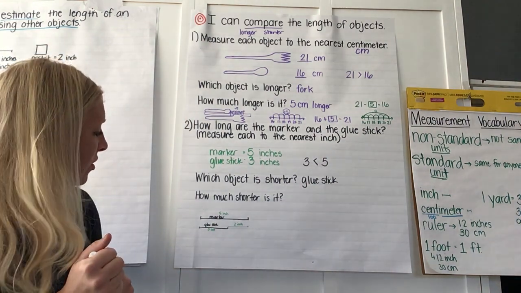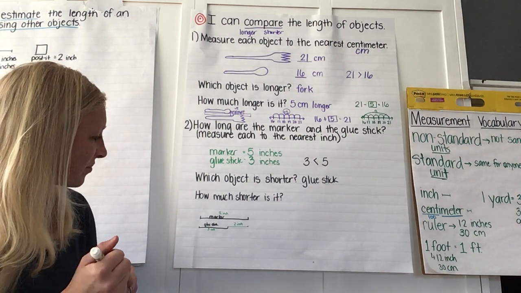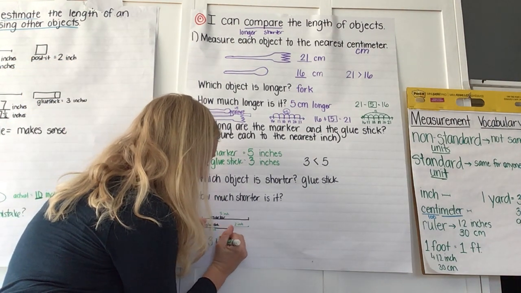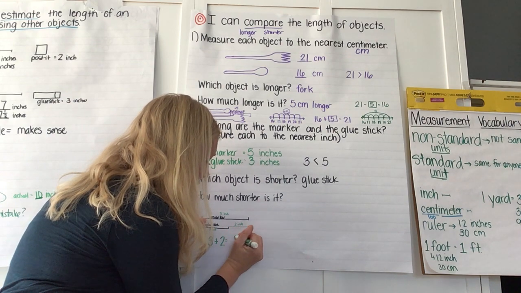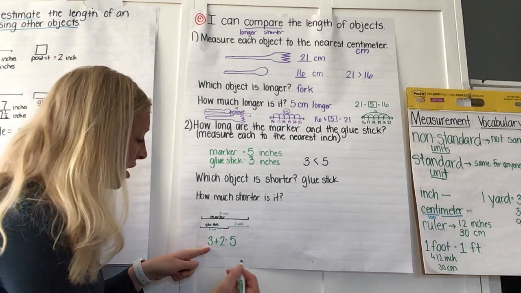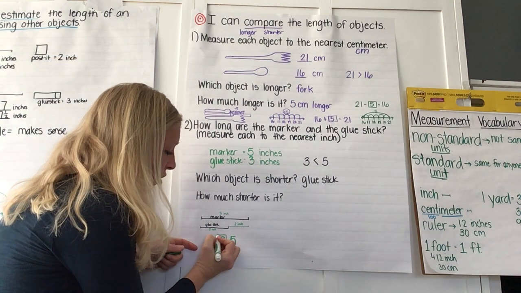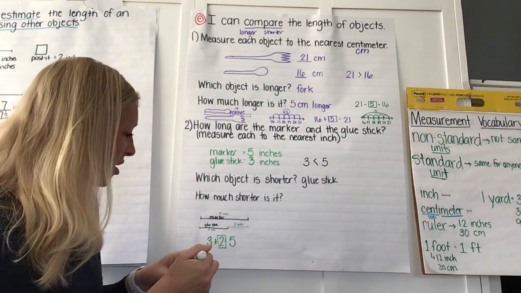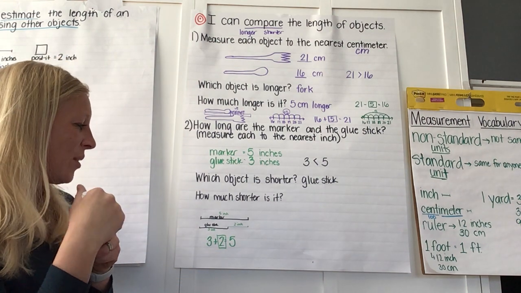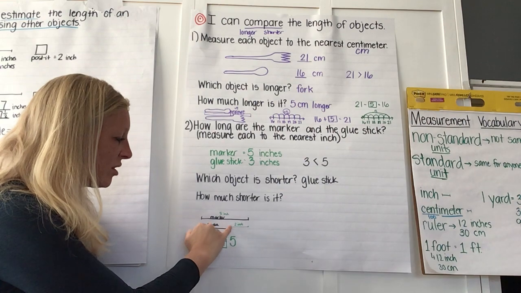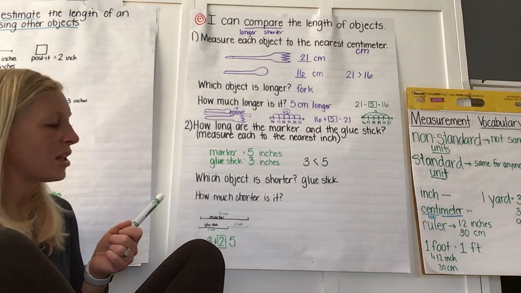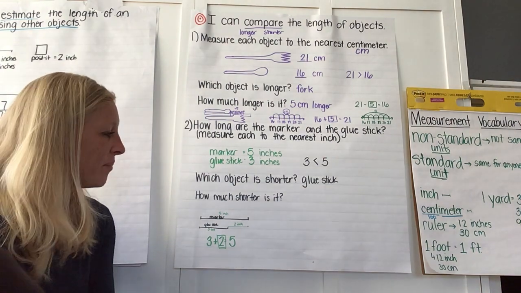Is there something we think of when we see that problem? Did anybody else see this? We know that 3 plus 2 equals 5. So a glue stick that's 3 inches plus 2 more inches equals a marker that is 5 inches. Ooh, I like that. So you measured from the end of the glue stick to the end of the marker to find that difference. What else can we do to help us solve this problem?